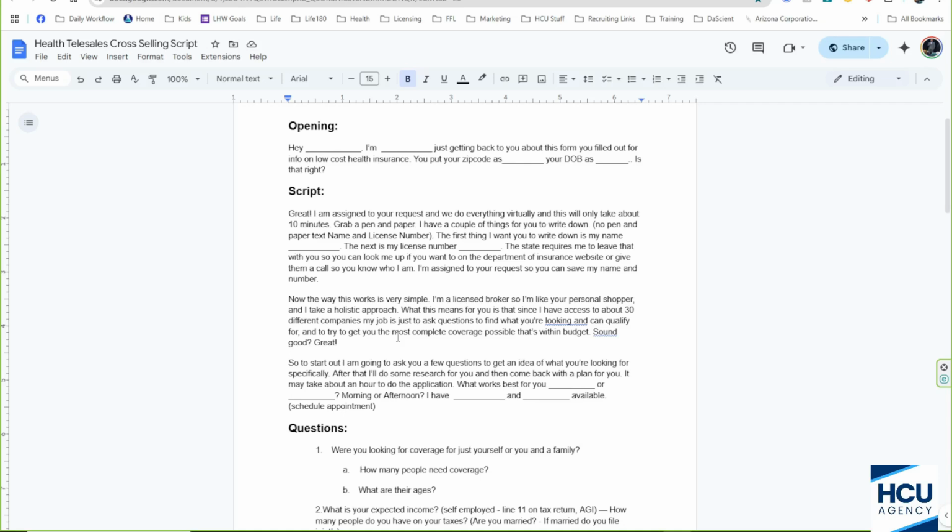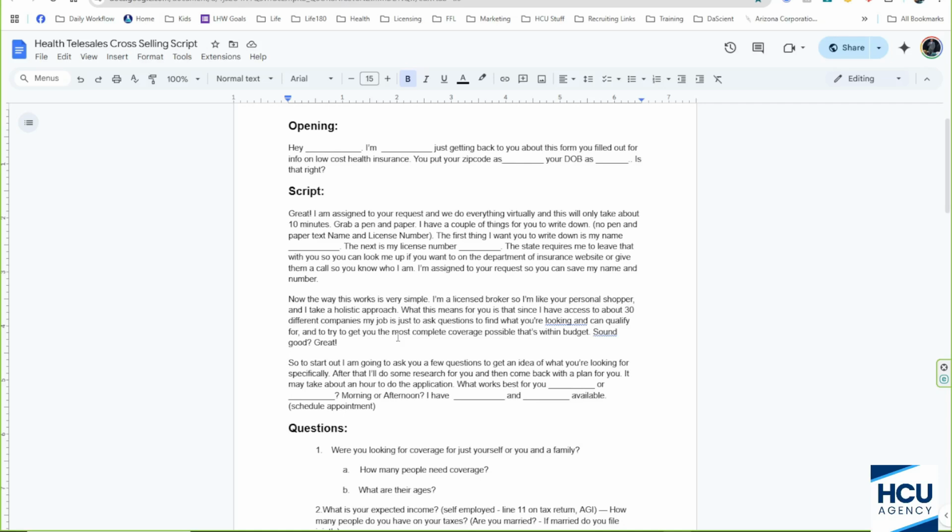Next, I have a couple of things for you to write down. If they don't have a pen and paper, you can text them your name and your license number. So the first thing I want you to do is to write down my name. It's Ian Sanders. The next thing is my license number. It's 8771933. The state requires me to leave that with you so you can look me up if you want to on the Department of Insurance website, or give them a call so you know who I am. I'm assigned to your request so you can save my name and number.